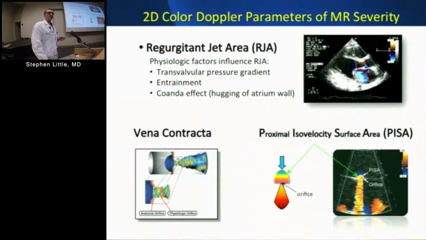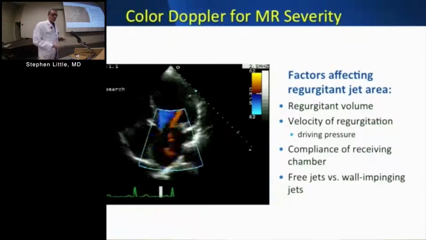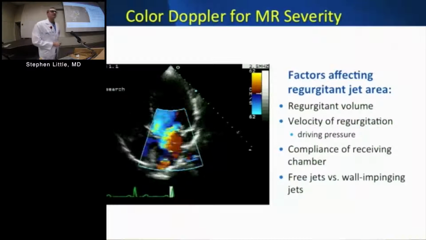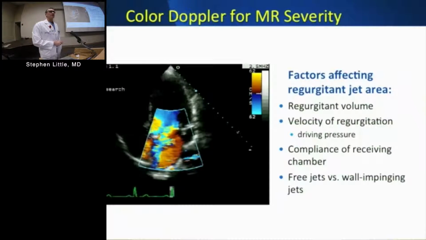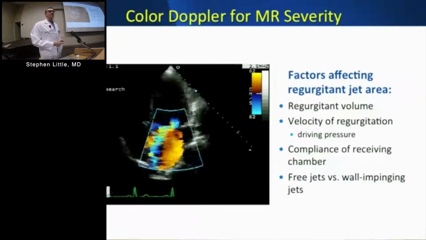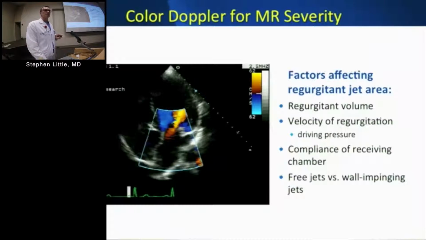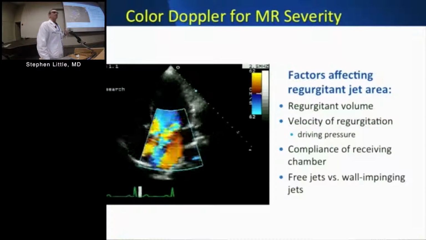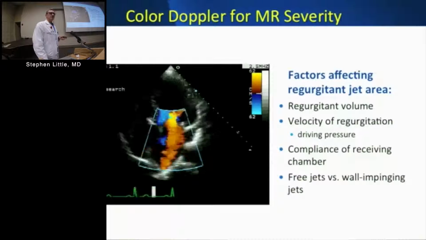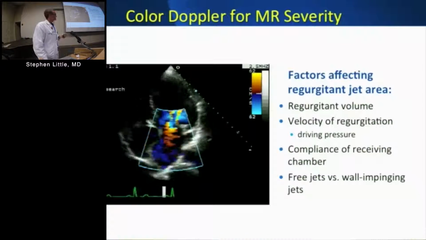Let's talk about some of the color Doppler specifics. So we've got all these different tools we can use. We've got the regurgitant jet area, the vena contracta, and the PISA. So we'll take a minute and talk about each of those. So color Doppler, remember, is a velocity map. It's not a volume map. So it's very important to recognize that. And when you're looking at it, you have to think about the factors that can affect velocity, because that'll affect the parametric display. So basically the software has taken velocity data, color-coded it, presented it to you in a way that's easy to digest, but there are limitations.